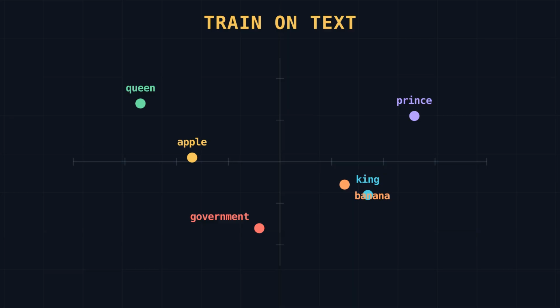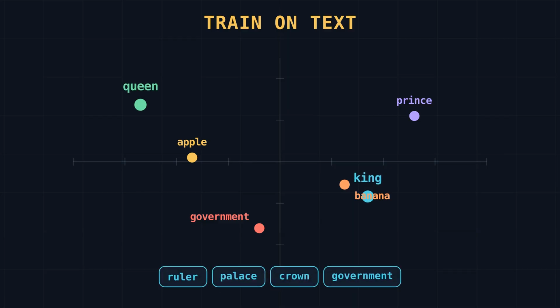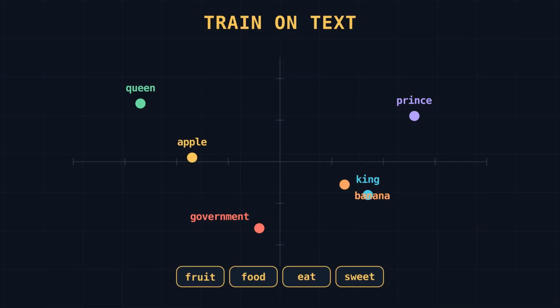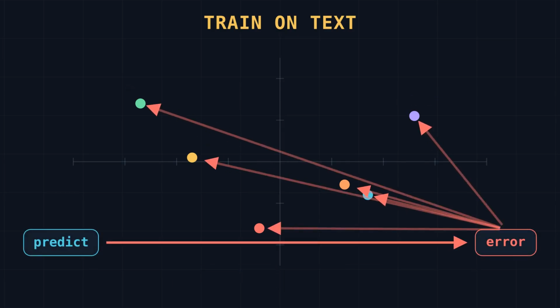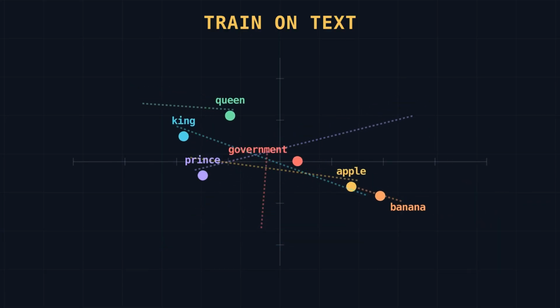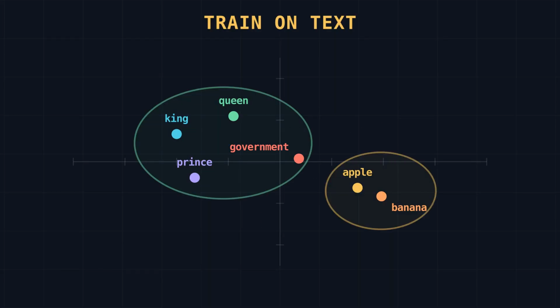Now train the model on text. King appears near words about rulers, palaces, governments, and crowns. Queen appears in many related surroundings. Apple and banana repeatedly appear around fruit, food, and eating. Each prediction creates an error. Training sends small adjustments through the model, including into the embedding table. One update barely changes anything. Repeated across enormous amounts of text, those nudges reorganize the space.